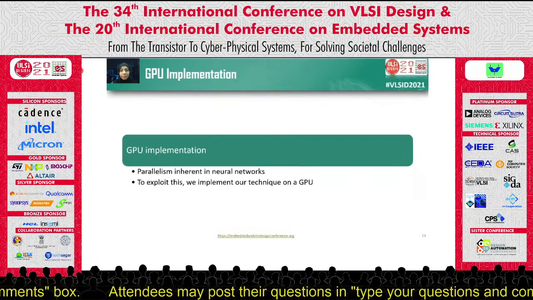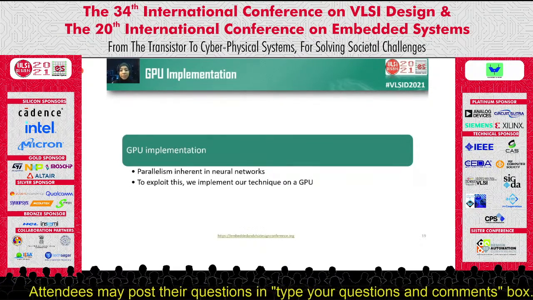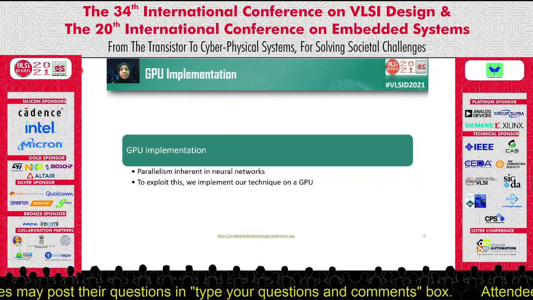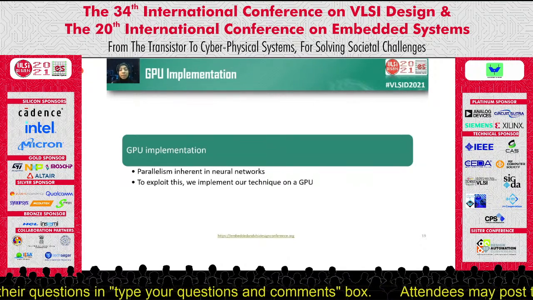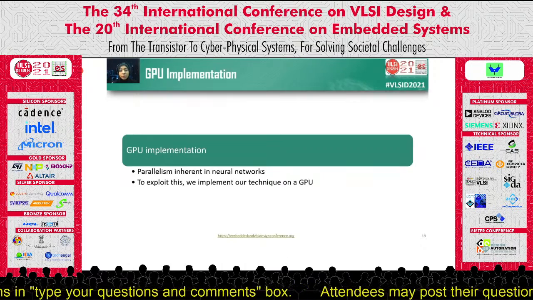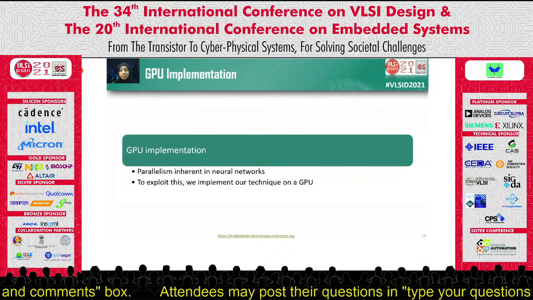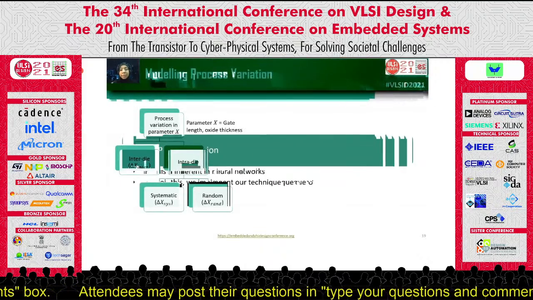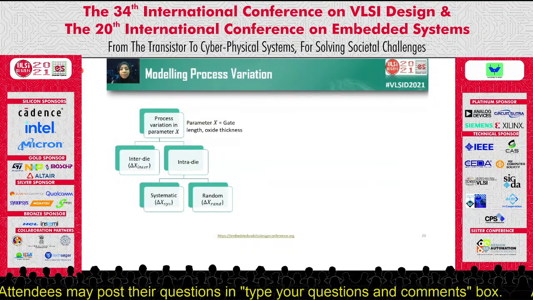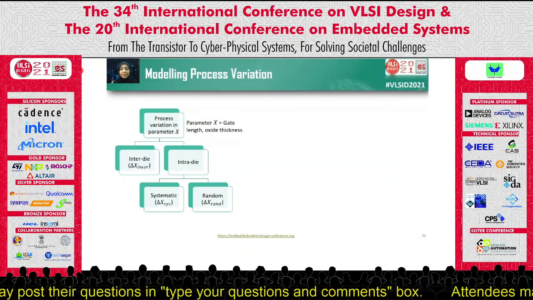And they can benefit from huge speedups if implemented on a GPU. This is another advantage of learning-based techniques over finite difference methods, since those techniques are not that amenable to parallelism. Now, process variation generally affects 2 parameters the most, that is the gate length and the oxide thickness.